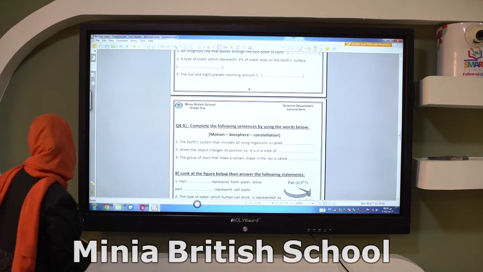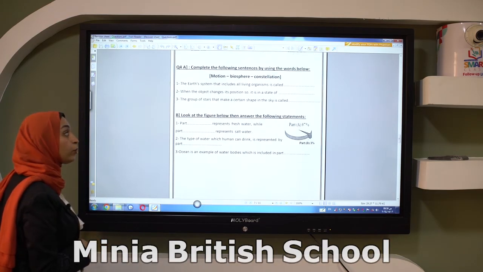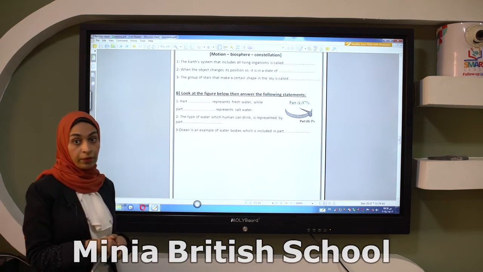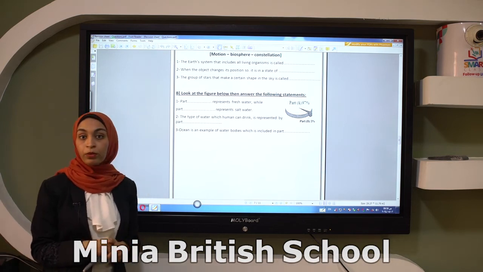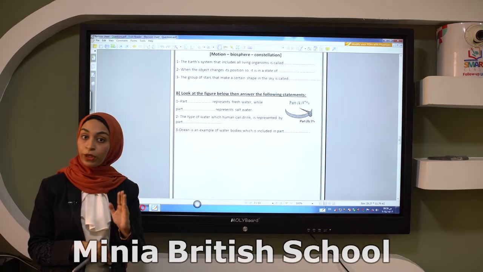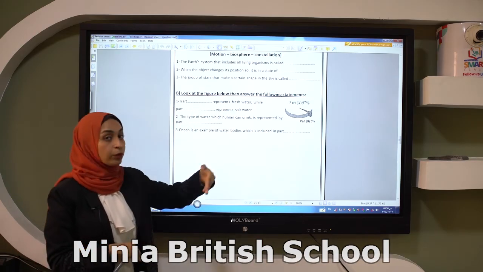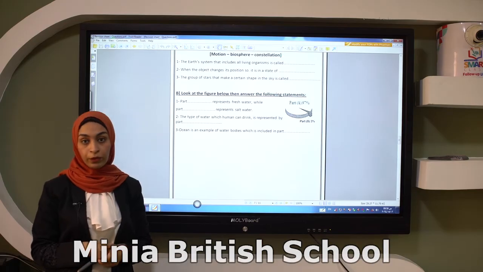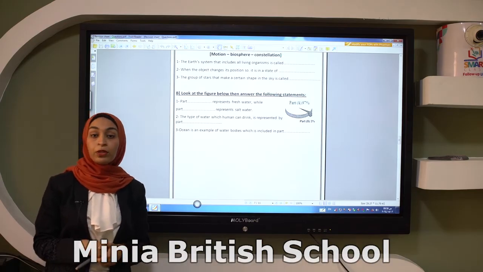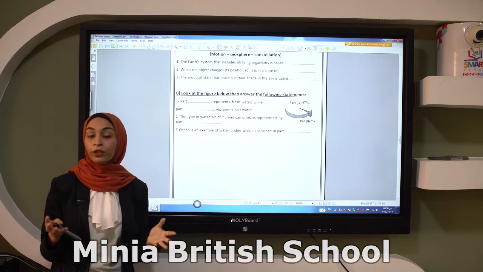What about the complete? Let's see. Maybe you can find the keywords in the exam, and maybe you cannot find them, so be ready to answer the complete questions without the keywords. The Earth system that includes all living organisms is called the biosphere. To be remembered, the biosphere means all the living organisms.